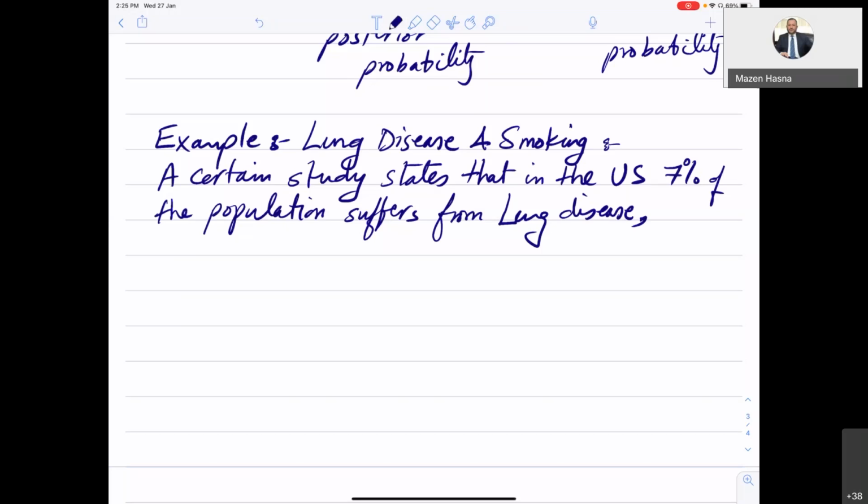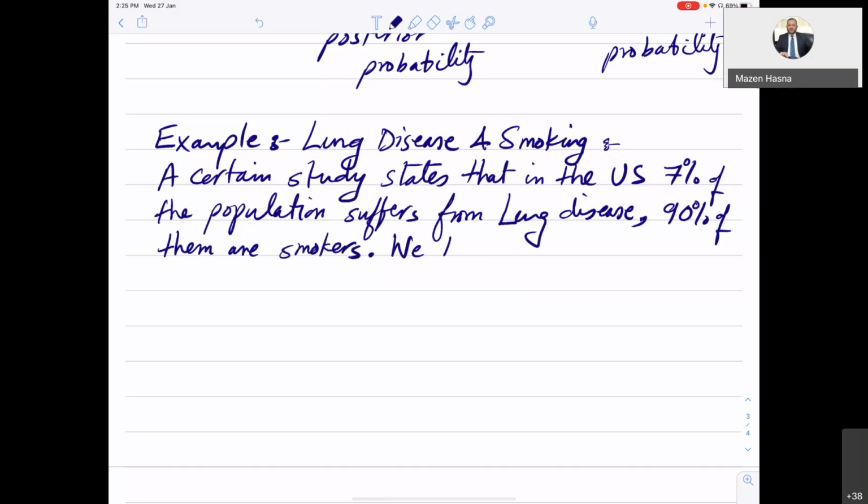They suffer from lung disease. Right. Then 90% of those 7%, 90% of them are smokers. Okay, so I have, of those 25 million, 90%, 22.5 millions of those 25 million, they smoke. Okay?